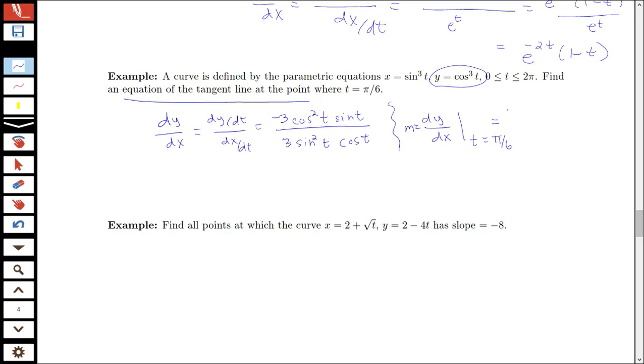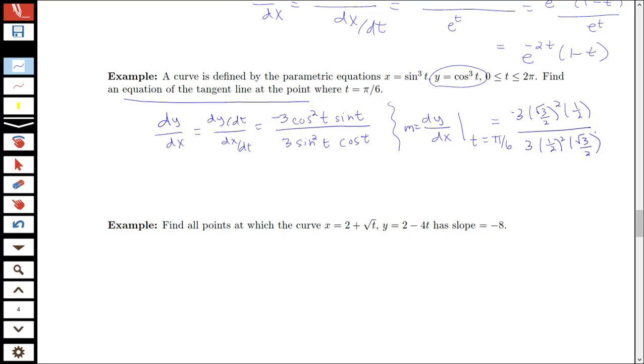So we're going to have negative 3 times cosine of pi/6 squared. Cosine of pi/6 is root 3 over 2, so we have root 3 over 2 squared. Sine of pi/6 is 1/2. We have this divided by 3 times 1/2 squared times root 3 over 2.